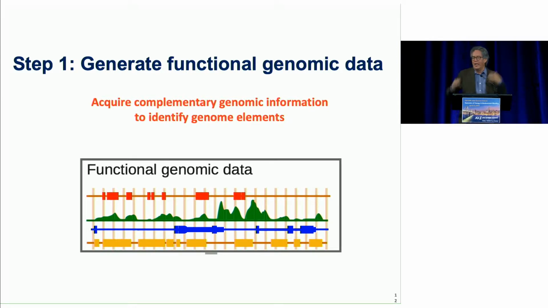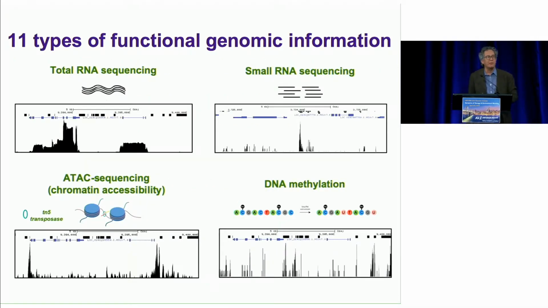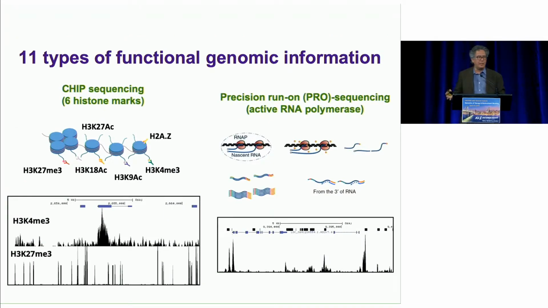So the first thing, step 1, is to generate this functional genomic data. We sat around and looked at Arabidopsis data and others to try to understand which set of functional genomic or epigenomic features would make sense in trying to classify non-coding elements across the rice genome. And so we had 11 types of functional genomic information. We did total RNA sequencing, small RNA sequencing, ATAC sequencing for chromatin accessibility, DNA methylation, 6 histone marks for ChIP sequencing, and we did precision run-on sequencing, which was just developed last year, which allows you to map active polymerases in the genome.